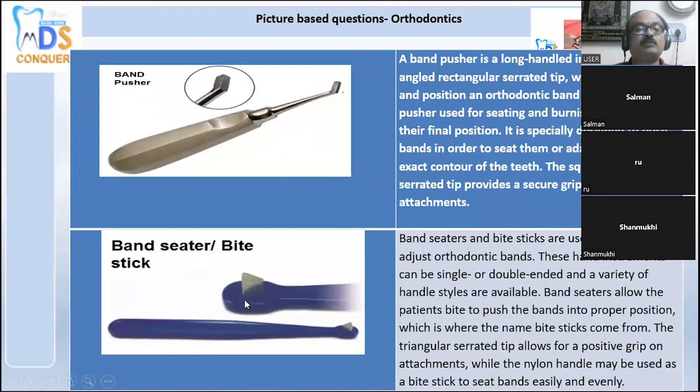And this is the band pusher. This is the bite seater, a toothbrush-like thing for seating the bands. Once you get this question, bite stick or band pusher. This is the band pusher, like the elevator used in the oral surgery department, serrated to push the bands in between the contact points. Whereas a bite seater, if the band has not gone inside properly, we ask the patient to bite on this band biter. This is called the band biter or band seater. This is called the band pusher.